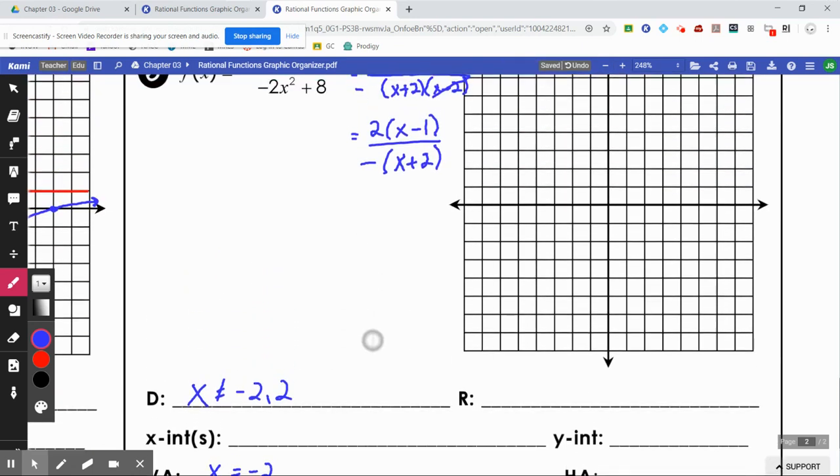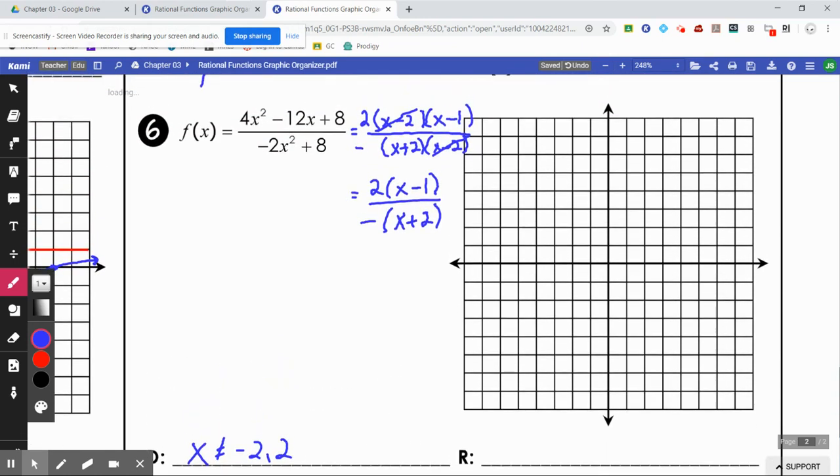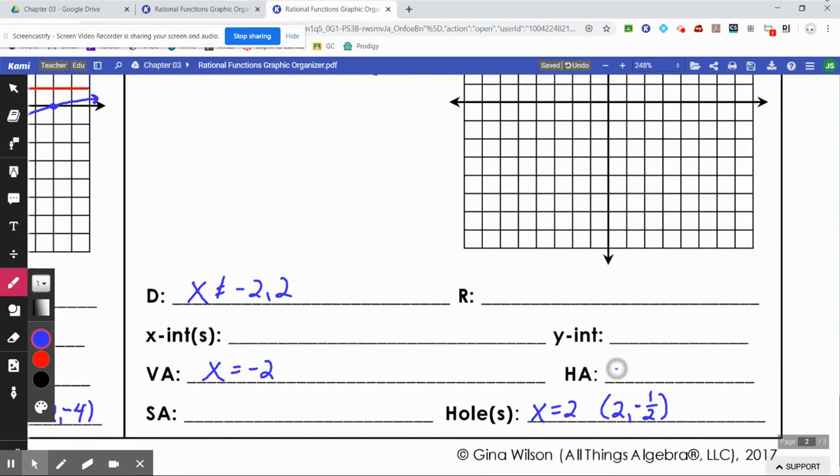Next up, the horizontal asymptote. The powers are the same on top and bottom, so we simply look at the values out front, and you can use those values or you can use these. You're going to get the same y equals negative 2 for your horizontal asymptote, so therefore you will not have a slant asymptote. So let's go ahead and put those asymptote lines and the hole on our graph.